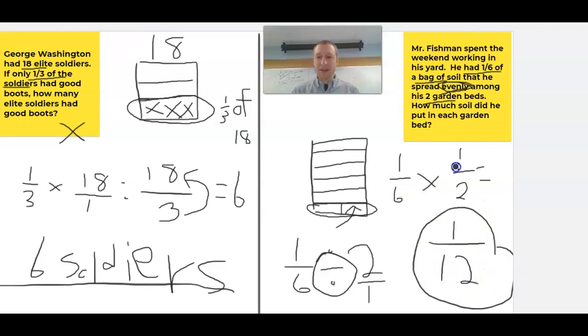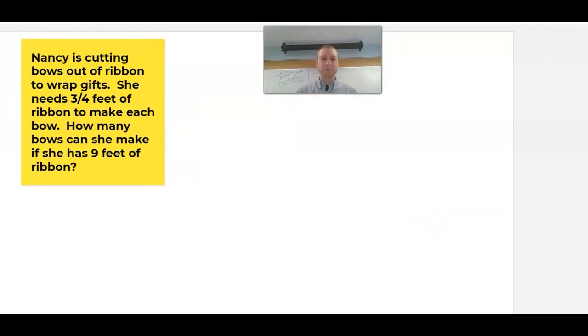So that means that each garden bed is going to get 1/12 of a bag of soil, right? And if we count this, and if we had to split this all up, well, here's 1 out of what? There's 12 pieces, 1/12. All right, let's try a couple more.